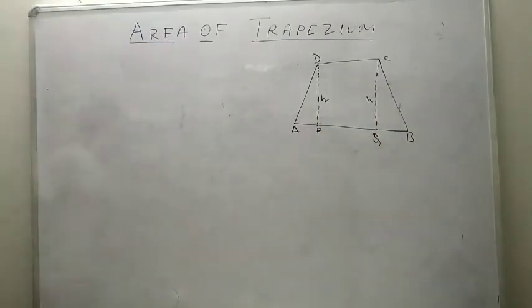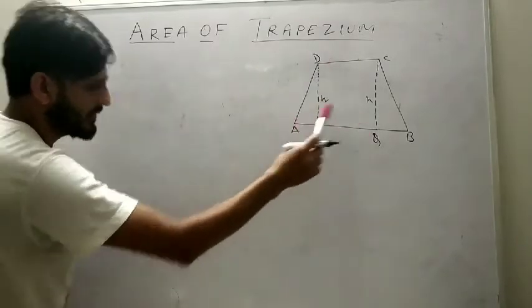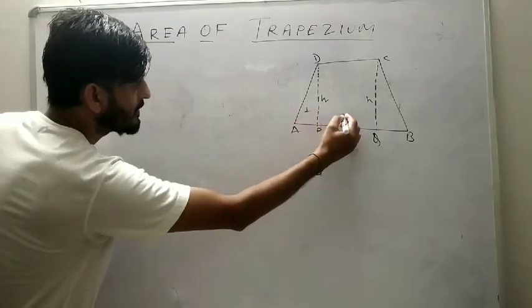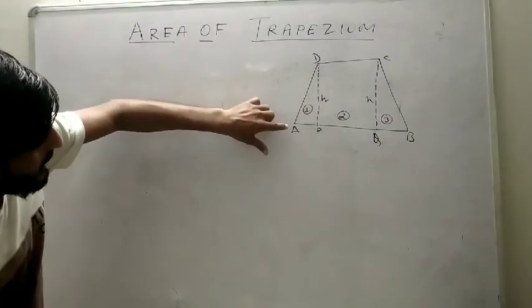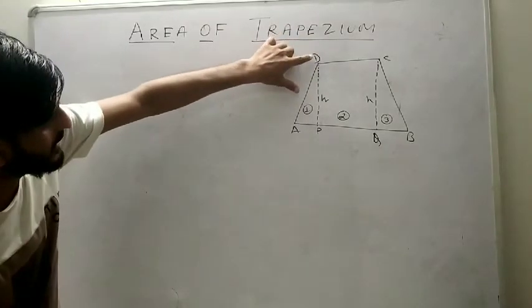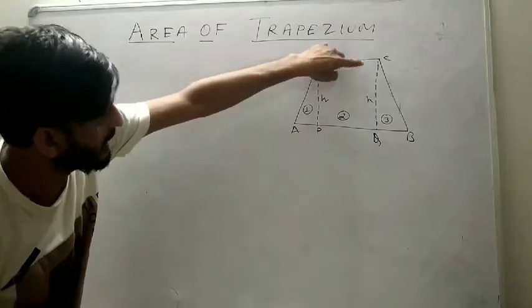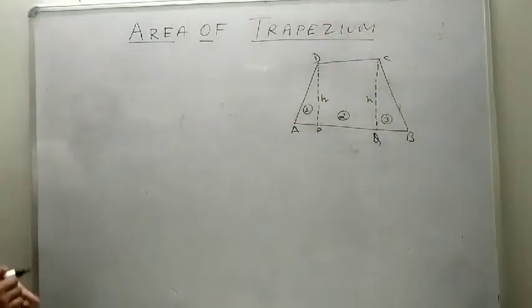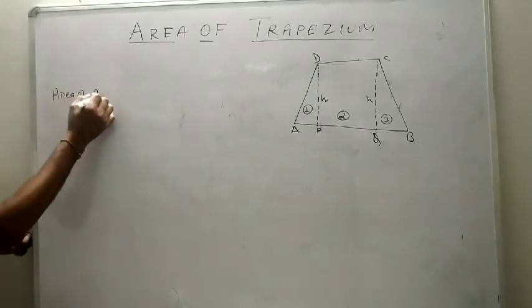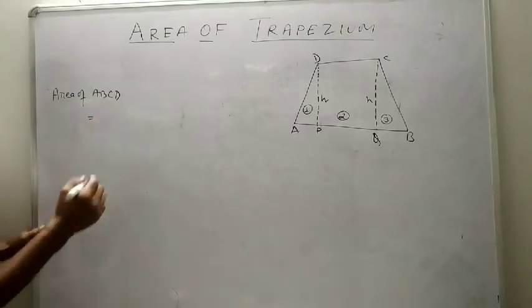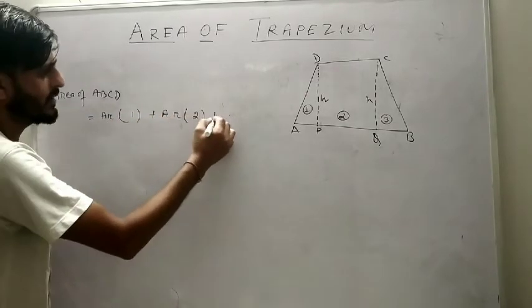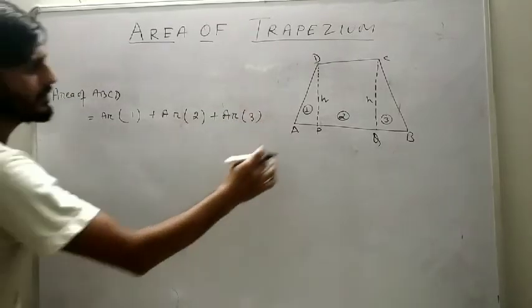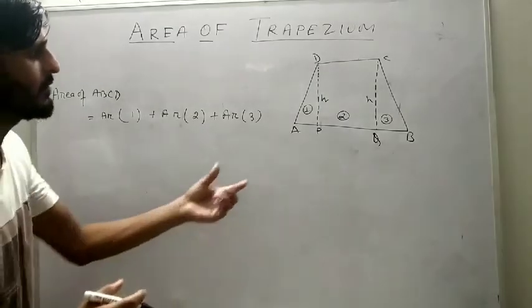Now we are going to find the area of this trapezium. If you observe here, students, you will see that this trapezium ABCD can be divided into 3 parts. The first part is triangle APD. The second part is rectangle DPQC. And the third part is triangle BQC. So the area of ABCD can be split into 3 parts: area of first part plus area of second part plus area of third part. If we find the area of these and add them, we get the area of this trapezium.